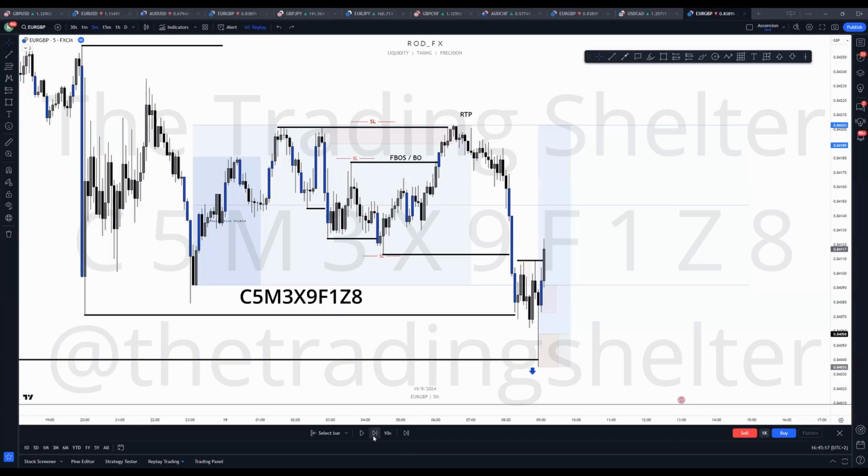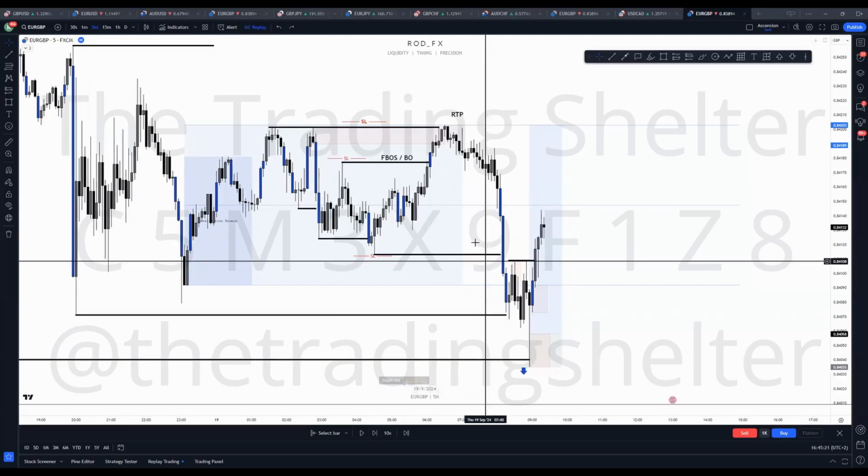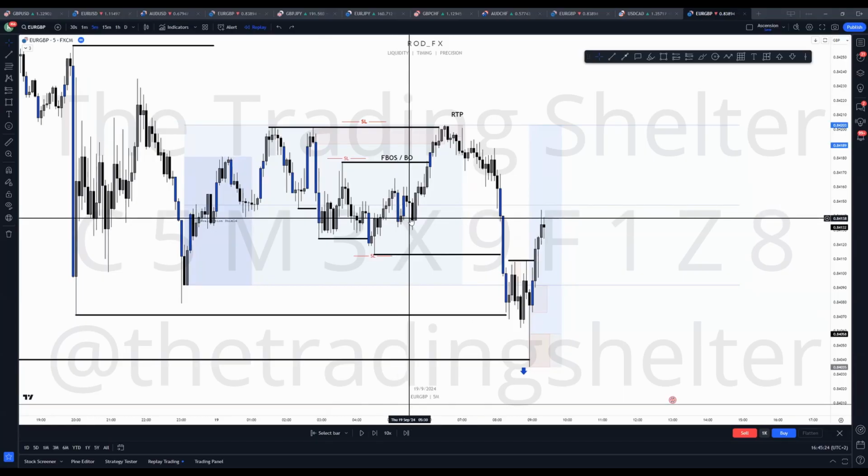So let's go, let's continue price. Now we have, okay, so we have potentially a break and retest zone.